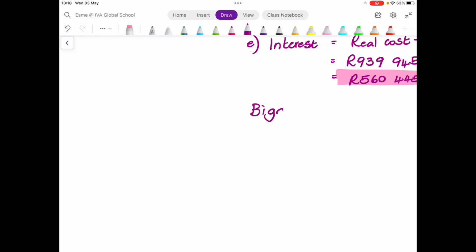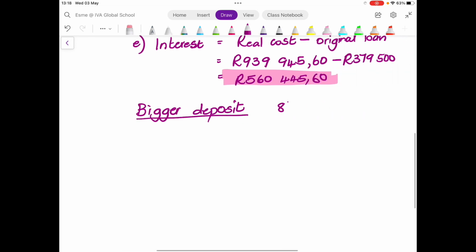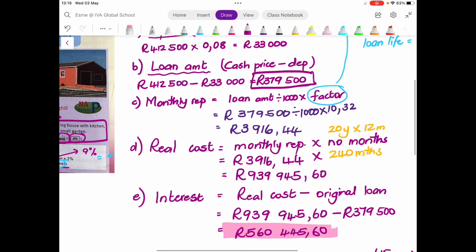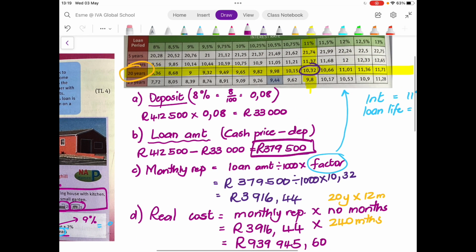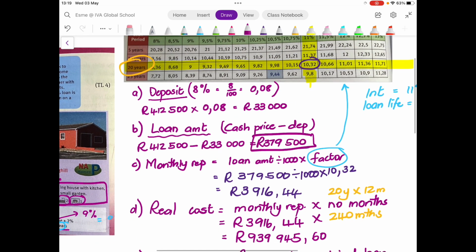So a bigger deposit. What we did there, we moved from 8%. So instead of paying 8%, we are now paying 15%, which is 15 over 100, which equals 0.15. So what happens when we pay a bigger deposit? So we do all these calculations again: the deposit, the loan amount, the monthly repayments, etc.